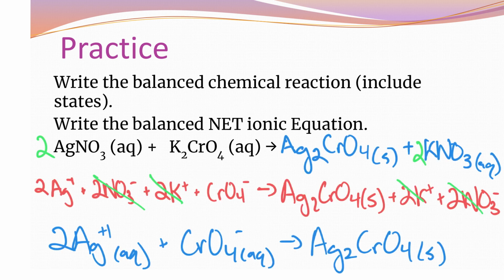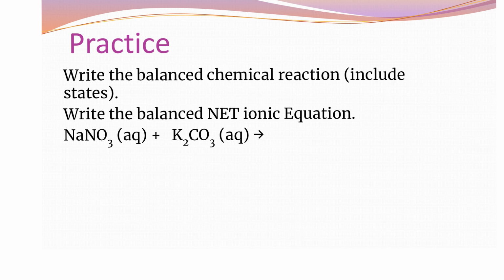So this is what you should have gotten, and hopefully you did those in order. First you wrote out the products and balanced it, second you broke it up into ions, and finally you crossed it out and figured out just what is going on in this chemical reaction. For the next couple problems, you're going to do the same thing. So pause the video and try to practice another one.